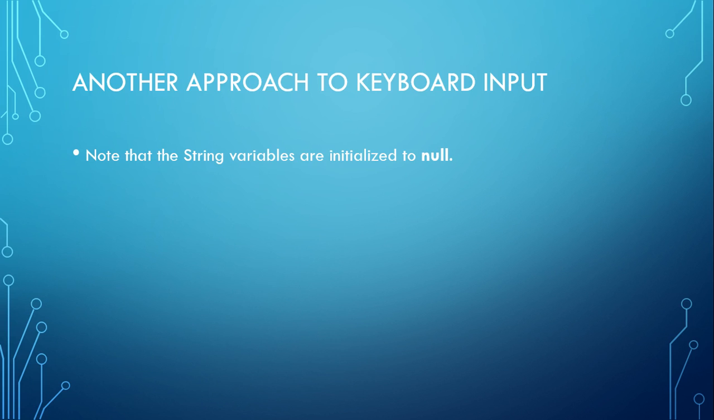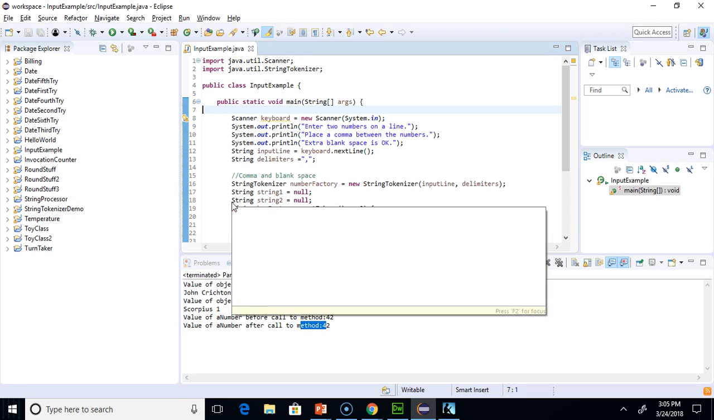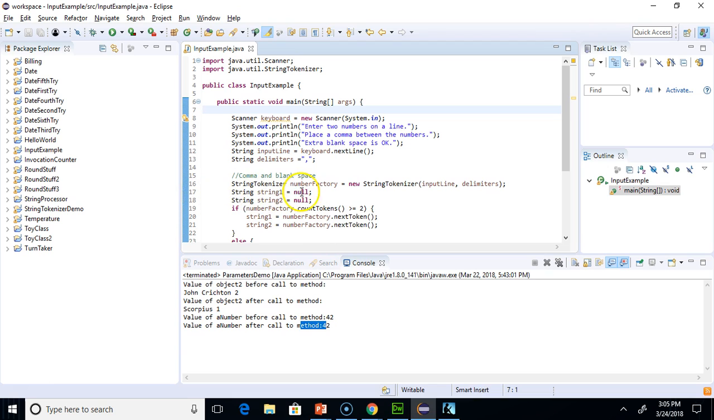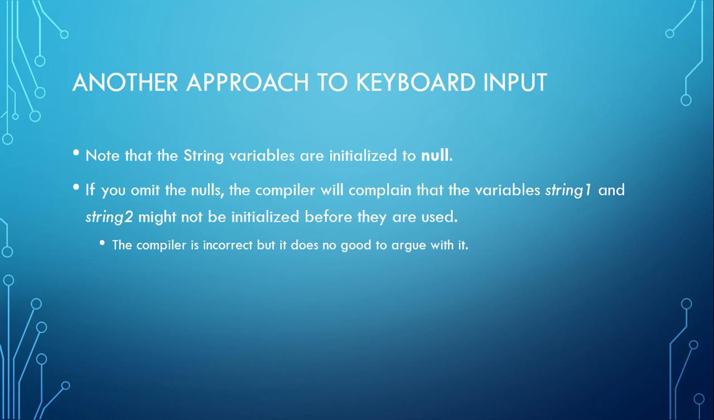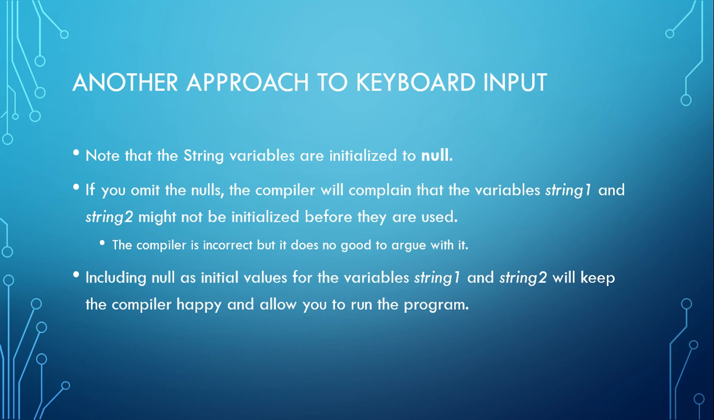Now, you'll notice that the string variables are initialized to null. So if I look back in here, you can see right here I have string 1, string 2, and they both start off null right off the get-go. If you omit the nulls, the compiler will complain that the variables string 1 and string 2 might not have been initialized before their use. Technically, at this point, the compiler is incorrect, but it really doesn't do us any good to try and argue with it, because you're not going to win against the compiler. It's just not going to happen.